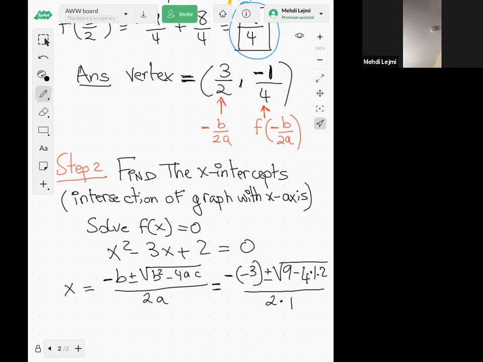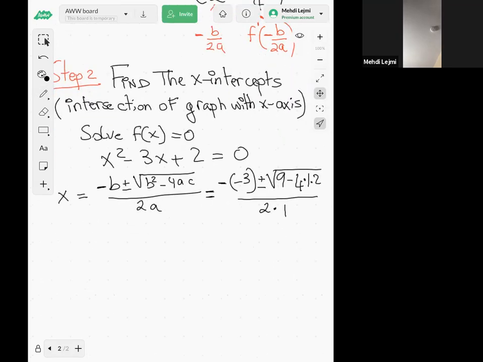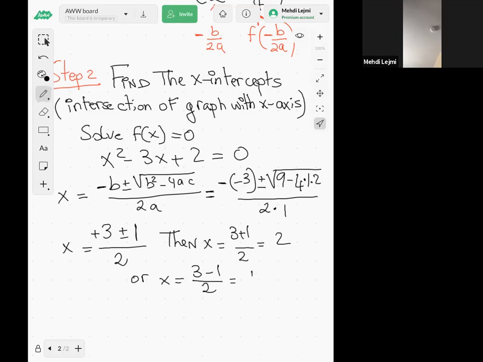So your x is minus negative 3, that's positive 3, plus or minus square root of 9 minus 4 times 2, that's 8. 9 minus 8 is 1. Square root of 1 is 1. So it's plus or minus 1 over 2. Okay. So actually, there are two solutions, or two x-intercepts. So x is 3 plus 1 over 2. So that would be 4 over 2, that's positive 2. Or x is 3 minus 1 over 2. That would be 2 over 2. That would be positive 1.